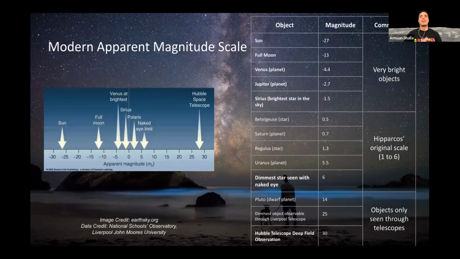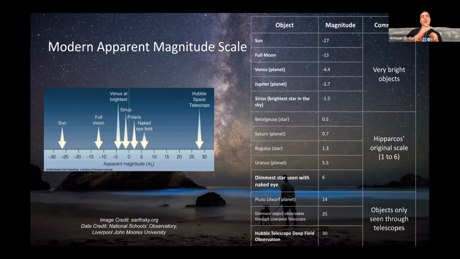So we're able to expand the list out much more. We can see that the sun has a magnitude of -27, the full moon has a magnitude of -13. Sirius, the brightest star in the sky, has a magnitude of -1.5. The dimmest star we can see has a magnitude of 6. Remember, that was how far Hipparchus' scale went.